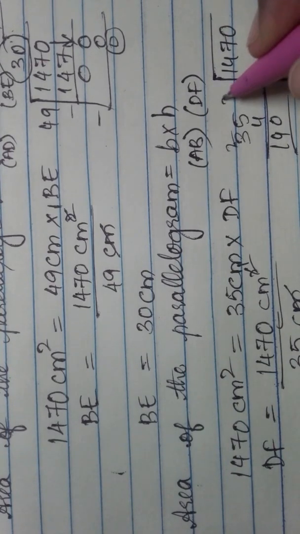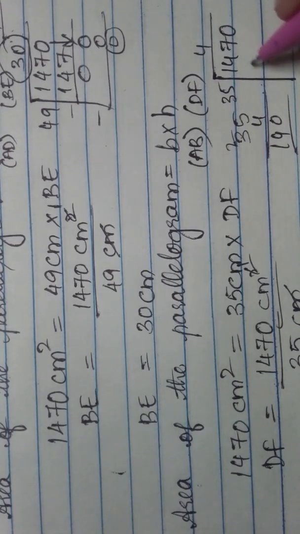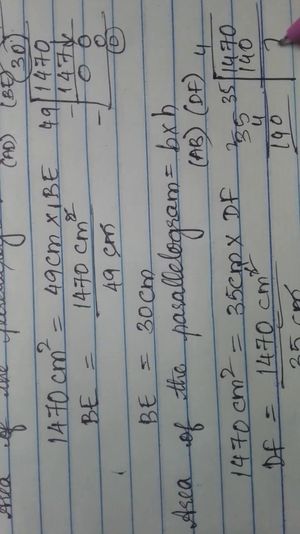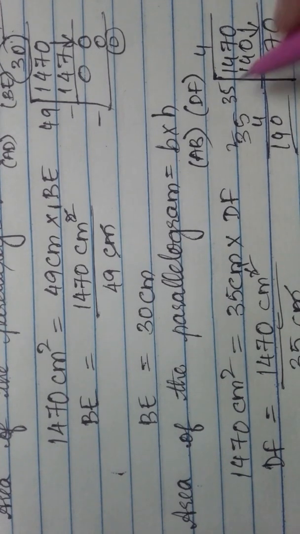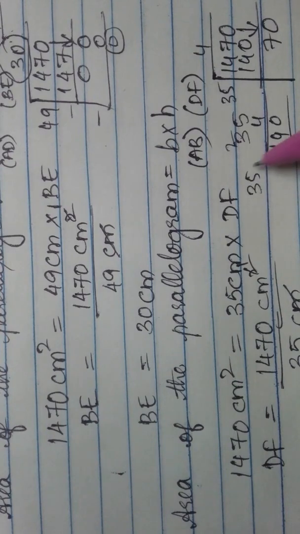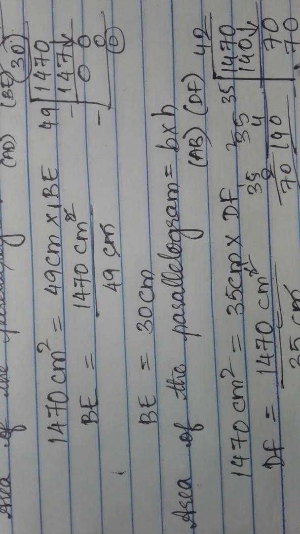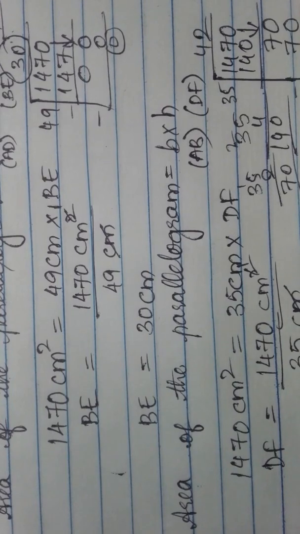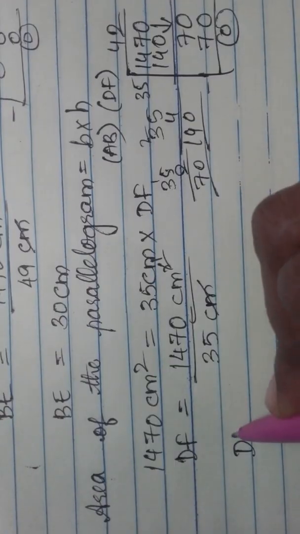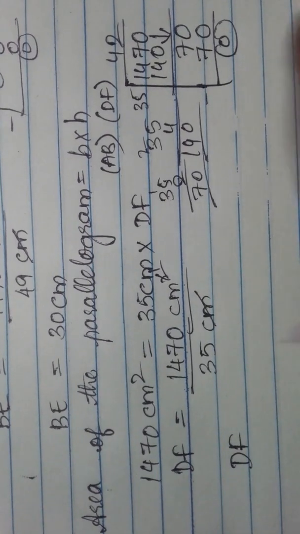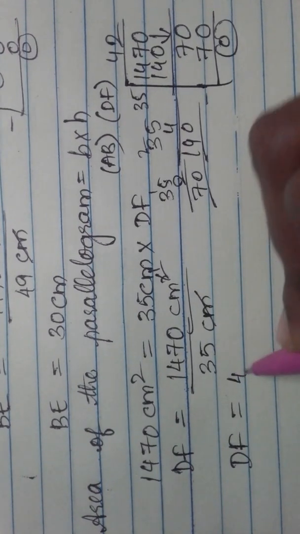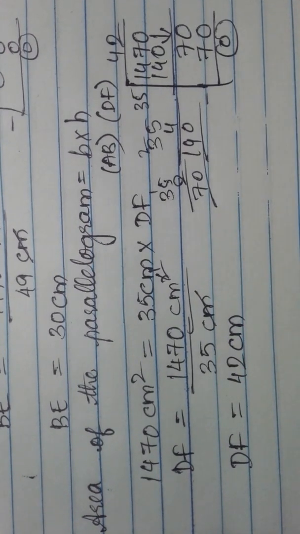And here it is 35. 4 times 35 is 140, so 7 is the remainder. 0 comes down. So 35 2s is 70. 5 2s are 10, 3 2s are 6 and 7, 70. So 42 times. You got the answer: DF is equal to 42 centimeters.